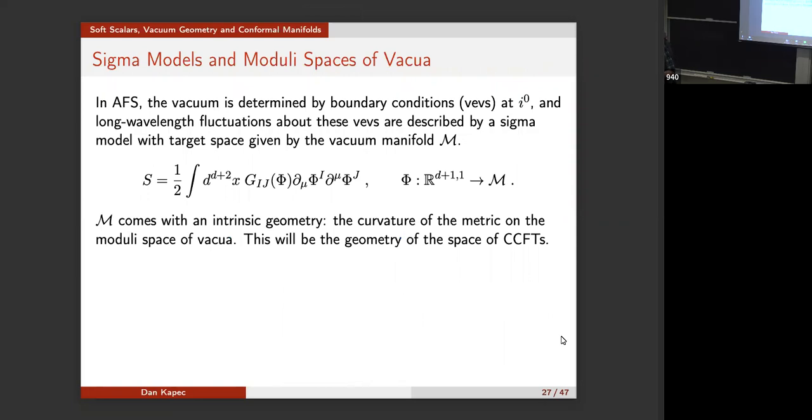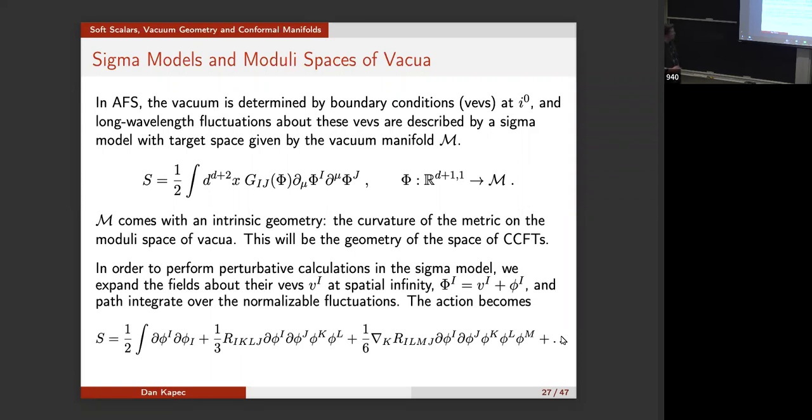All right. So just to say very briefly where we're starting, in asymptotically flat space, the vacuum is determined basically by boundary conditions, or equivalently vacuum expectation values at spatial infinity. And the long wavelength fluctuations about those boundary conditions are described by a sigma model whose target space is just the vacuum manifold. So this is just the geometric nonlinear sigma model. G is the metric on the space of vacua, and so M comes with an intrinsic geometry, which is just the curvature of this metric. It's going to turn out that that will be precisely the geometry of the space of celestial conformal field theories.